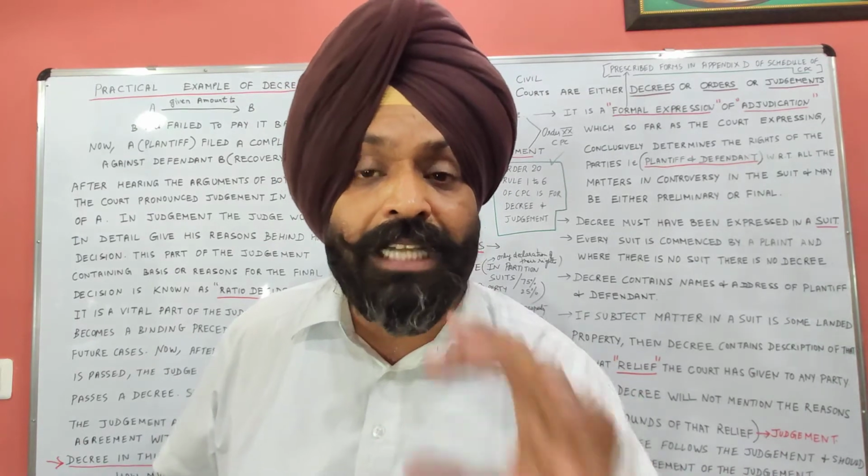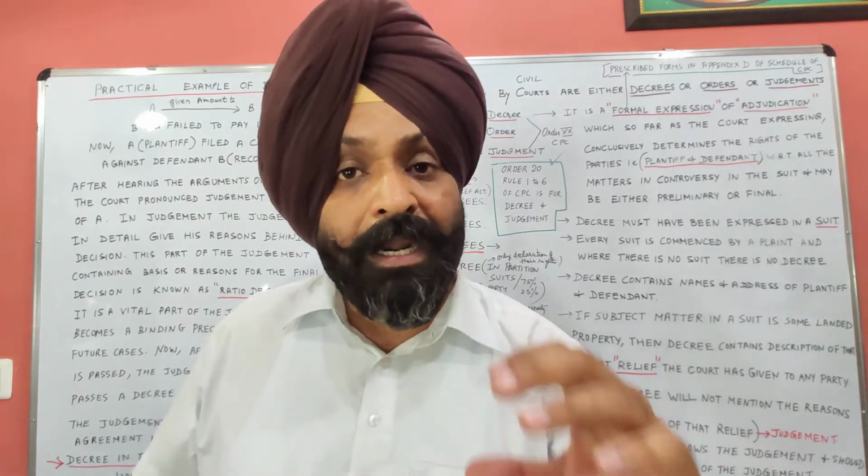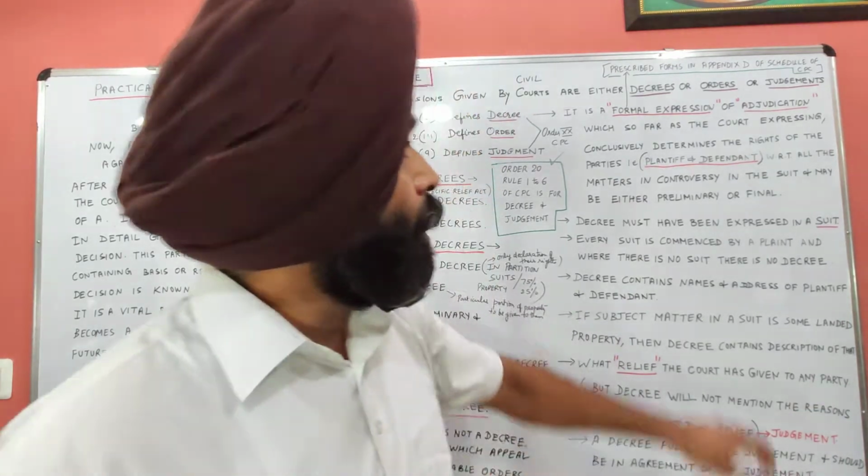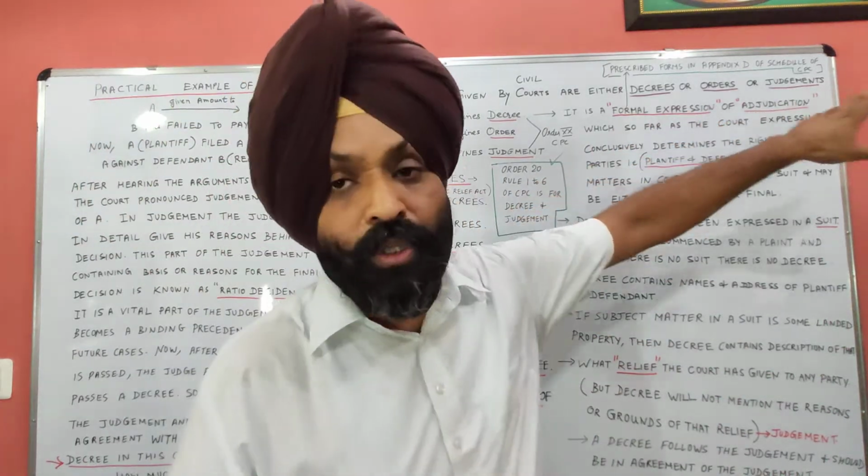So decree is a formality, a formal expression which the judge has to follow, and it is mandatory for him to follow that. In judgment writing, the judge has a free hand. But in a decree, he doesn't have a free hand. He has to follow the proper format and that format is given in Appendix D of the Schedule of the CPC. So it's a formal expression of adjudication.